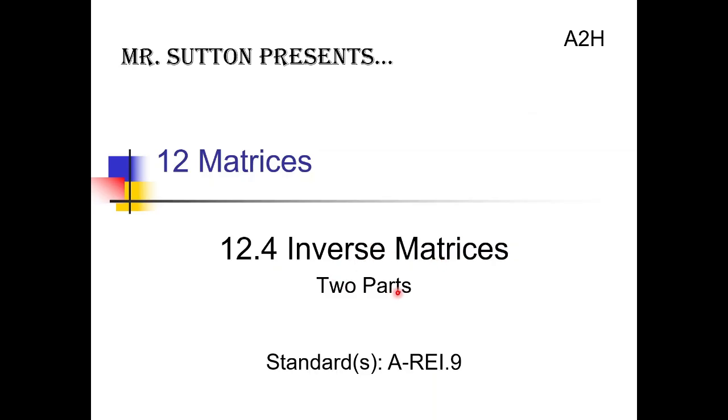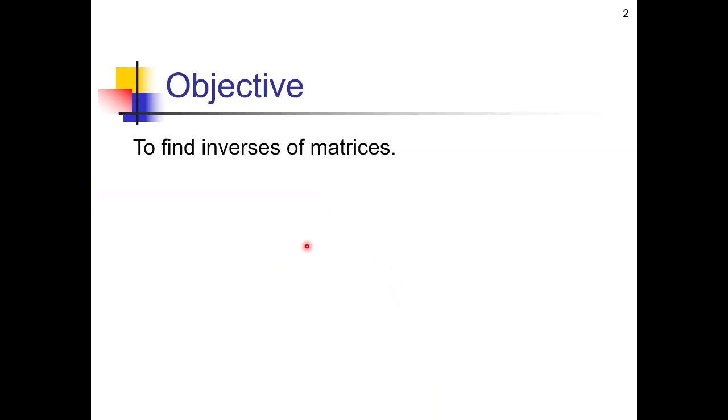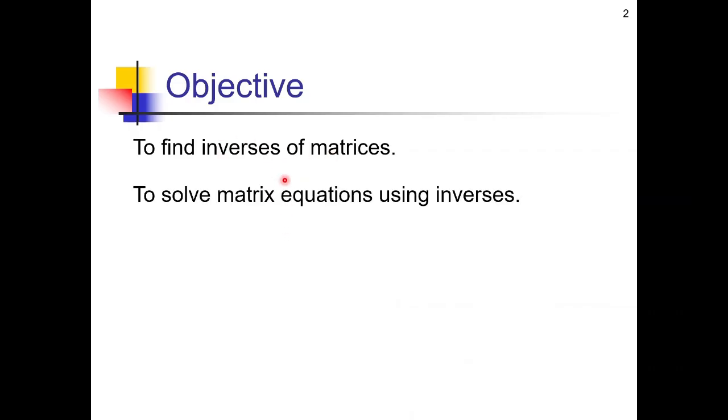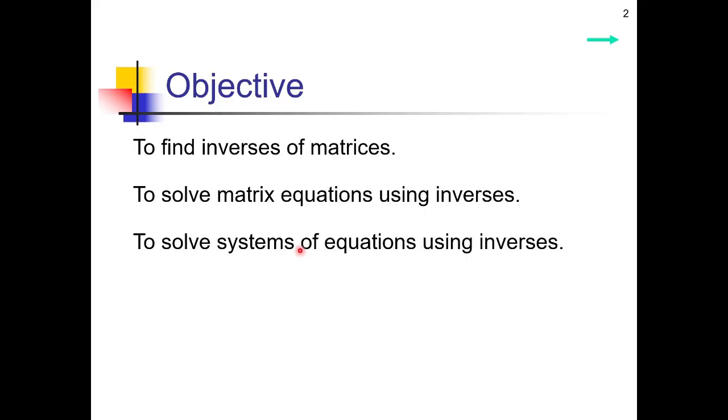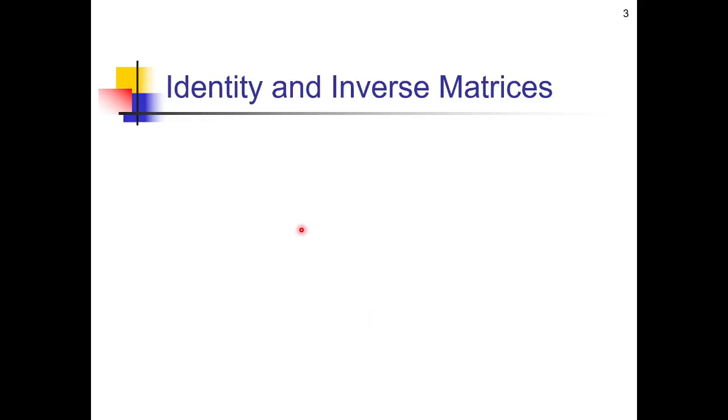This will be another two-parter. In this one, in part 1, we will be finding inverses of matrices, and we'll also be using that to help solve matrix equations. In part 2, we are going to use inverses to solve systems of equations. In order to understand the concept of an inverse, we actually need to first start with the concept of an identity, because these two are linked quite a bit.